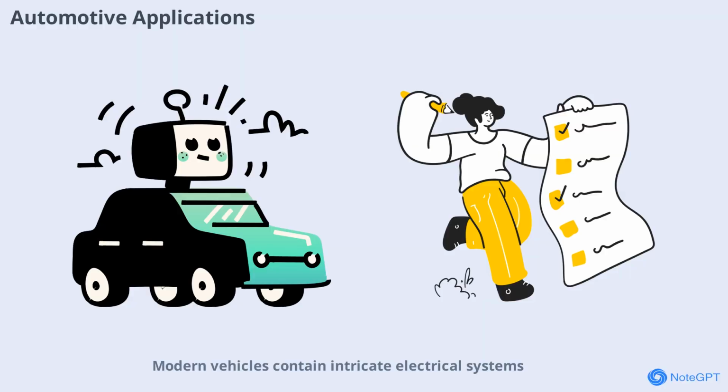Modern vehicles contain intricate electrical systems, from lighting to infotainment to engine control. Kirchhoff's laws are used to design and troubleshoot these systems, ensuring that each component receives the correct voltage and current. This keeps vehicles running smoothly and safely.